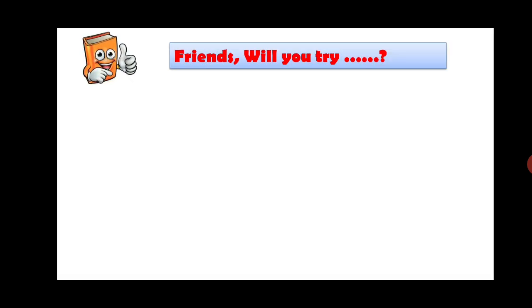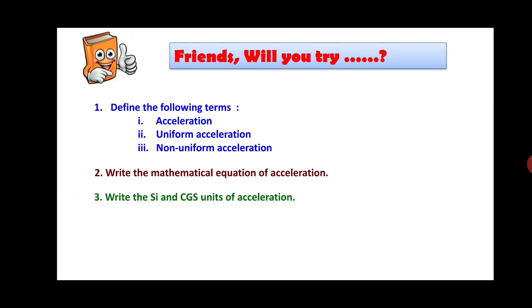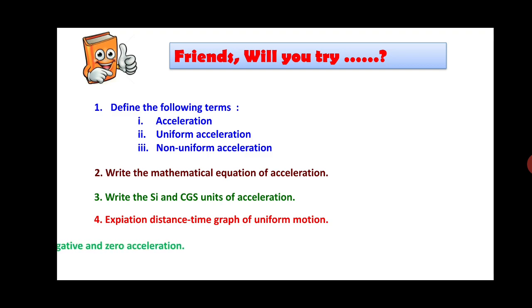Now you may try the following questions. Define the following terms: acceleration, uniform acceleration and non-uniform acceleration. Write the mathematical equation of acceleration. Write the SI and CGS units of acceleration. Explain the distance time graph of uniform motion. Explain the positive, negative and zero acceleration. Friends, you try all these problems and note them down in your notebook.